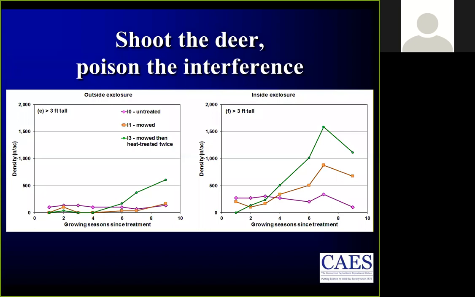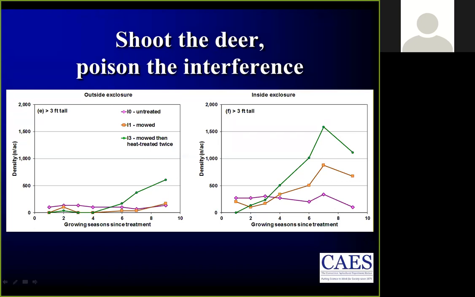Just to show you, getting towards the tail end here, this is a study we did. If you look at the bottom of each of these two graphs, it shows how many years since we treated the invasive species. The graph on the right is inside an enclosure where there's no deer. The graph on the left is outside the enclosure where there were deer. And these are seedlings that are greater than 3 feet tall. Outside the enclosure, in areas where we mowed down the barberry and then heated it twice with propane to try to kill it, and we pretty much did kill it, you see that we're starting to finally, after 9 years, get sufficient saplings that are at least 3 feet high, but those are still being hammered by the deer.